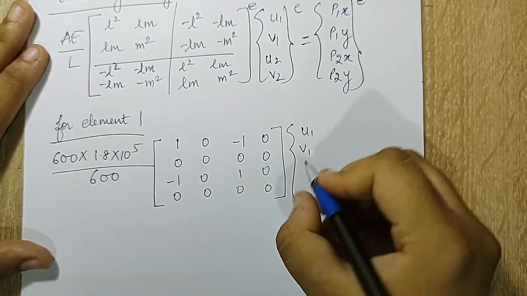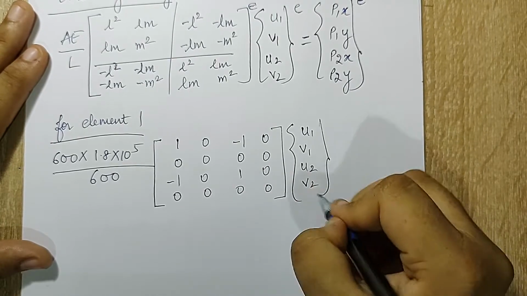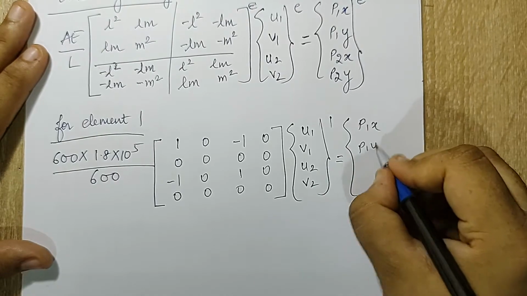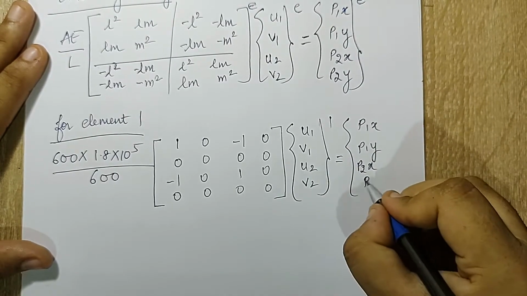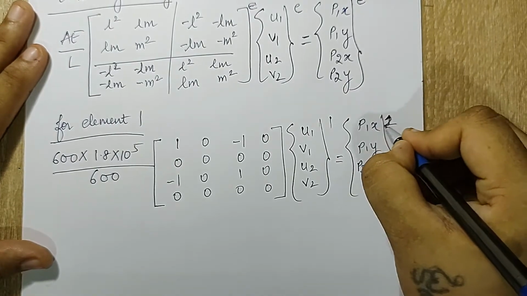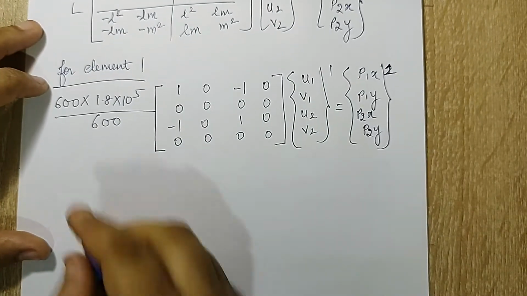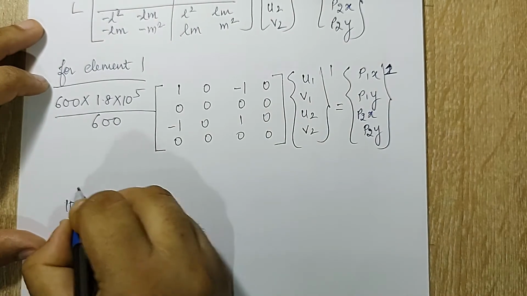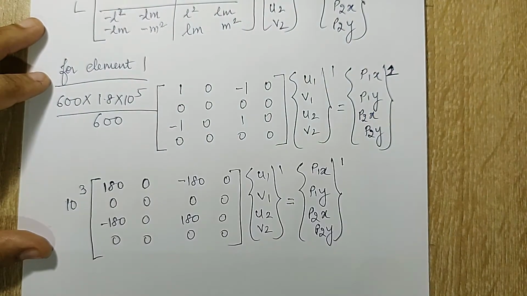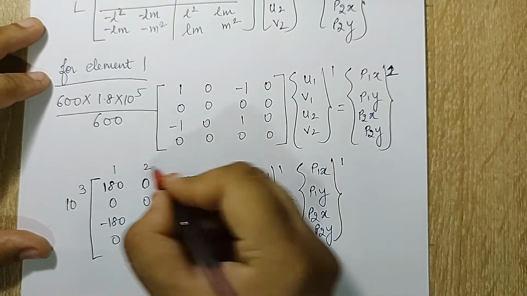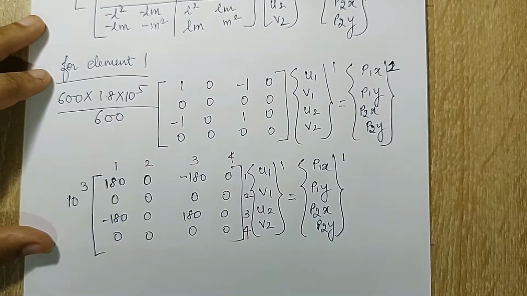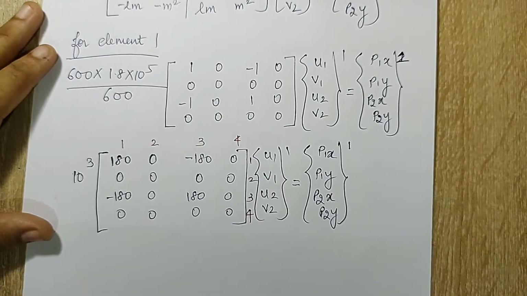So here I'll copy the same one. When I solve this and take a 10 raised to 3 outside, the multiplying number is 180. Element 1 has degree of freedom 1, 2, 3, 4. Next I'll go for element 2.